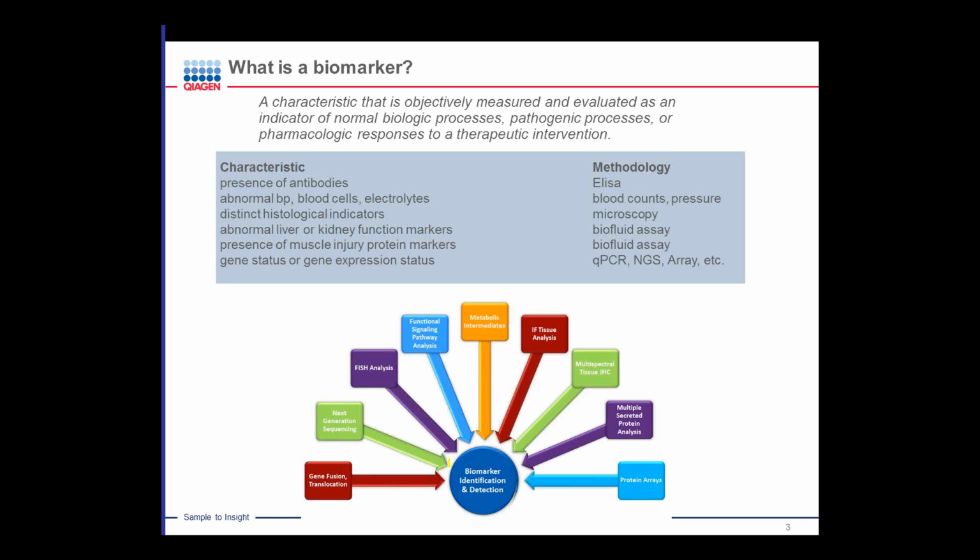And some of these can be presence of antibodies, which can be detected and measured by an ELISA assay, an abnormal blood pressure, abnormal blood cells, abnormal electrolyte levels, histological indicators which can be determined by microscopy, abnormal liver or kidney functional markers, so enzymes that might be at aberrant levels in the blood, presence of a muscle injury, protein marker that might indicate damage to heart muscle, or what we'll be concentrating on today is gene status, change in gene status or change in gene expression status.